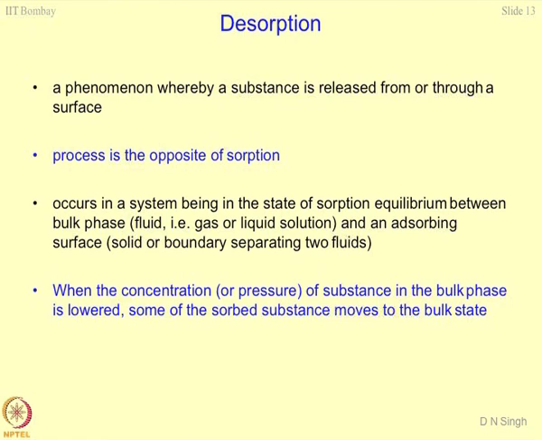So it migrates into it. Suppose you don't wash it for several months and then take fresh water supply and keep this candle over there, what happens? There is a reverse migration of all the sludge which is formed on the candle into the fresh water. So this becomes a sort of desorption process. Now these mechanisms are normally used when you are dealing with remediation techniques in real life. When the concentration or pressure of substance in the bulk phase is lowered, some of the sorbed substance moves to the bulk state. So these are the copybook style definitions of the desorption process.